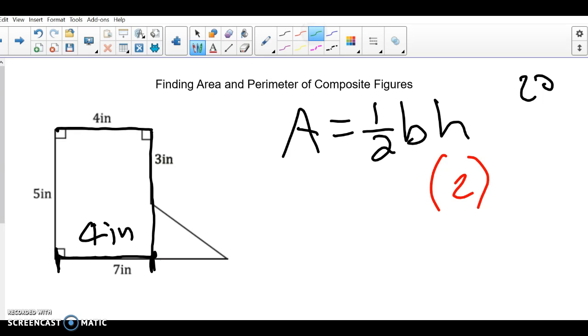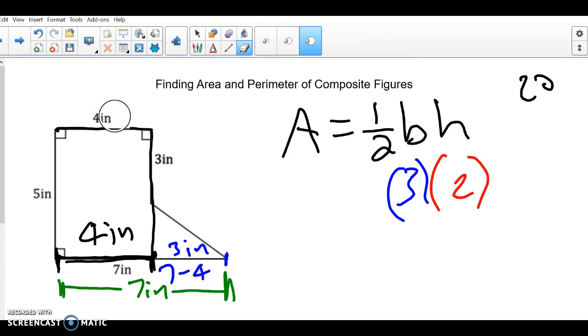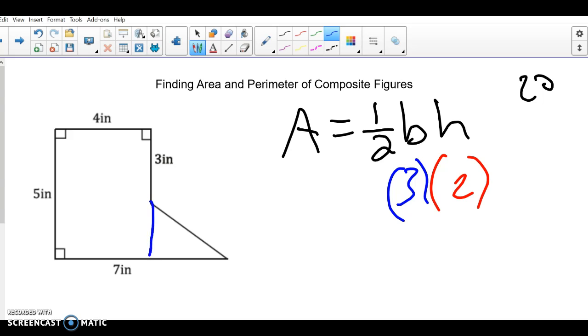Now we know that the whole distance is 7. We talked about that earlier. Well, if that whole distance is 7 and this piece right here is 4, then that means that this piece would have to be 7 minus 4, or 3 inches. So now we have a base of 3 inches for our triangle. So just to clear that up and make sure we all see it, we're talking about having a triangle with a base of 3 inches and a height of 2 inches.